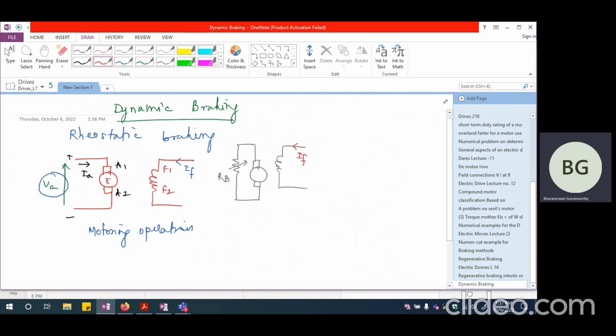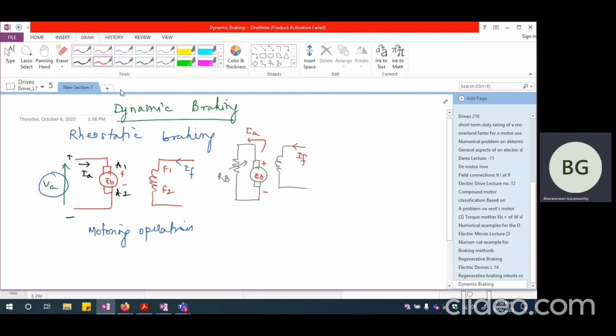Earlier, I had the back EMF with plus here and minus here. Now also, I'm going to have the back EMF here with plus here and minus here. So the current is going to flow in this direction. So IA is reversed now.